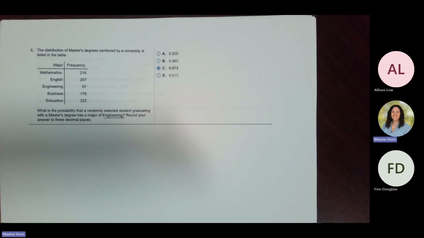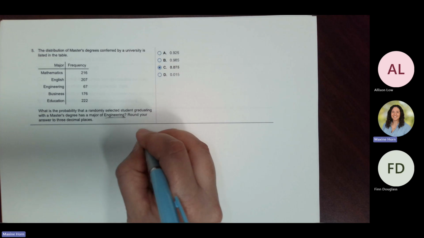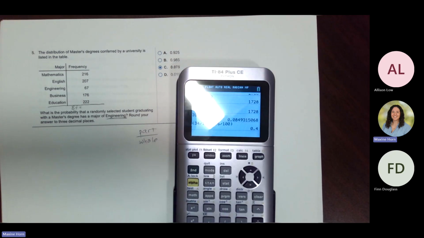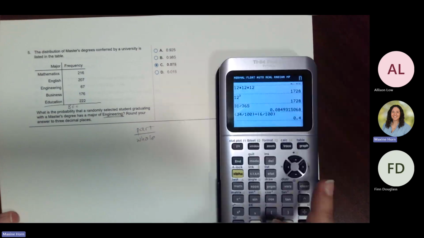So we've been talking about the part over the whole, right? But we don't know the whole here. They didn't just come out and give us that number, but that's okay. We can find it, right? Just like we did back in the previous chapter, we can say, well, what is the sum of the frequencies, right? That's capital sigma. We're going to add all of these up together, right?